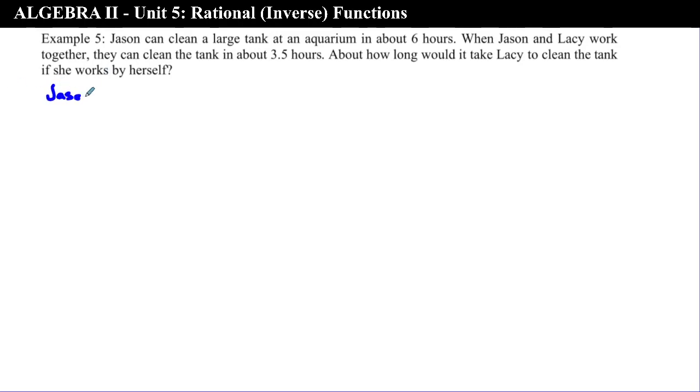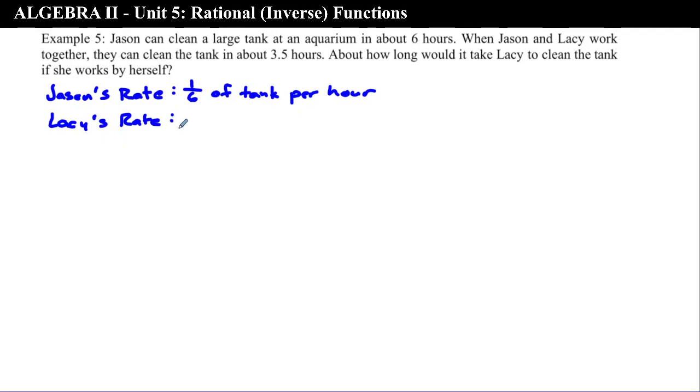Okay, so Jason's rate, well, if he can clean the entire tank, one full tank in 6 hours, how much can he clean in 1 hour? Well, he can clean one-sixth of the tank. Okay, so he can clean 1/6 of the tank per hour. That is his rate at which he cleans. Well, Lacey, we don't know what Lacey's rate is. So we're going to put a variable in place of it so we can solve it. Well, if it takes Jason 6 hours to clean the aquarium and he can clean 1/6 per hour, if it takes Lacey h hours to clean the tank, then she can clean the tank at 1/h of the tank per hour.